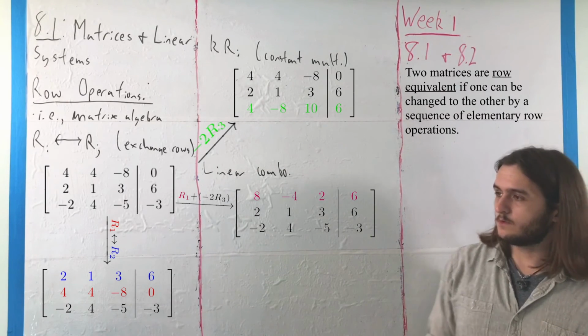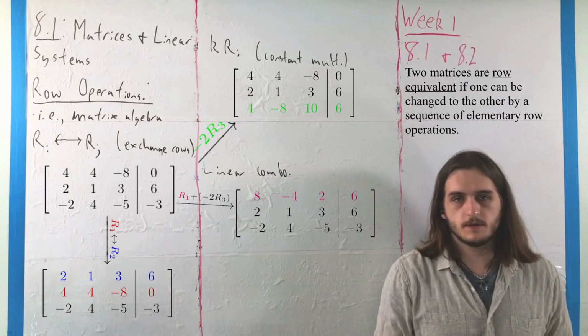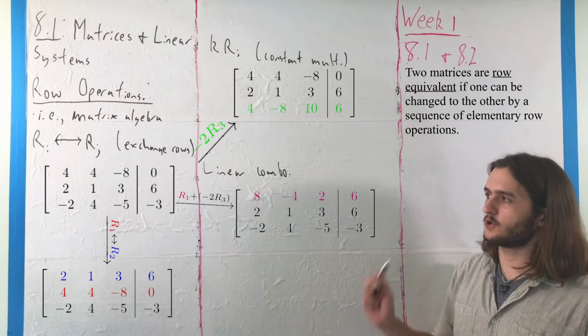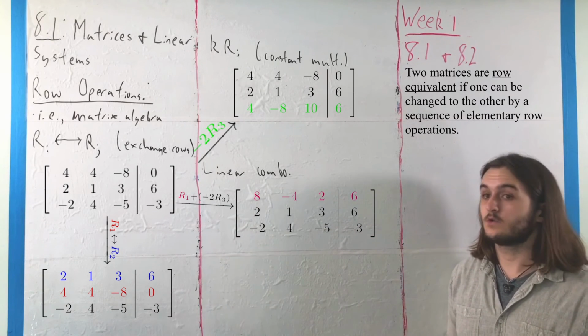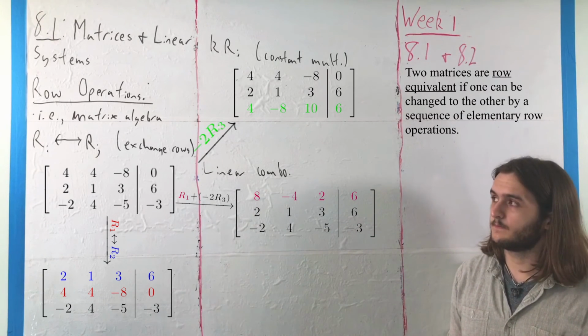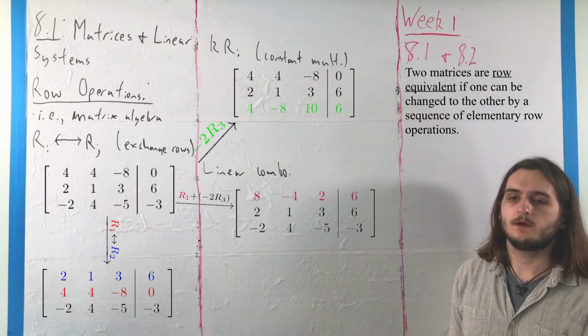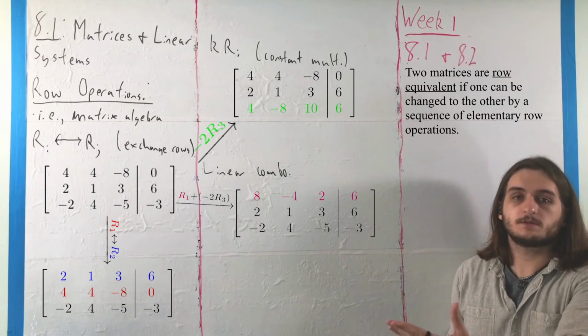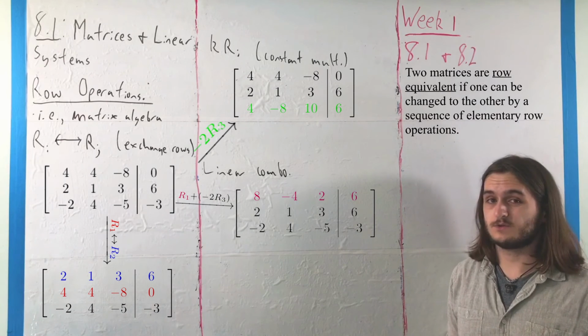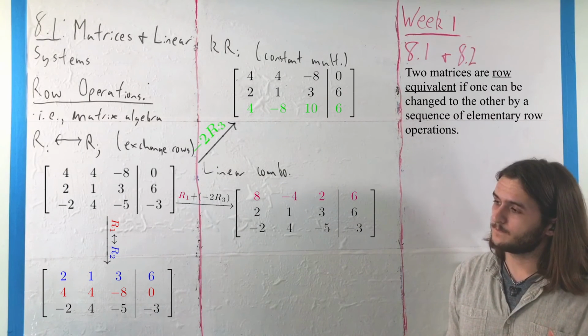And as a result, when we're working with this, what we're going to try to do is see if there are ways that we can make our system simpler using these row operations to get to a place where we can either directly substitute or just get our values as they are.